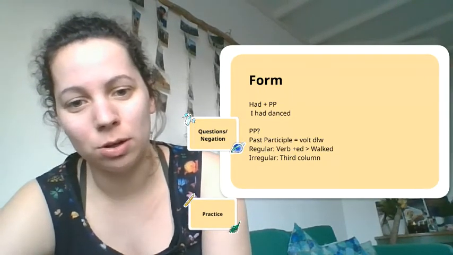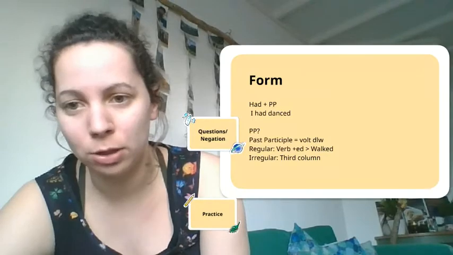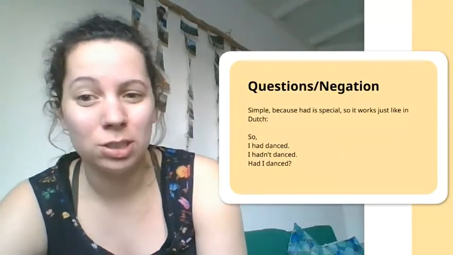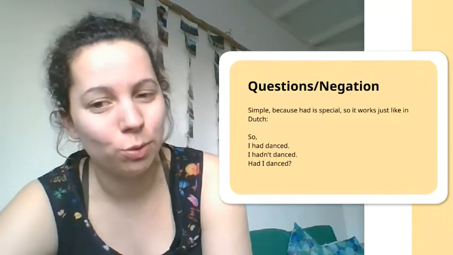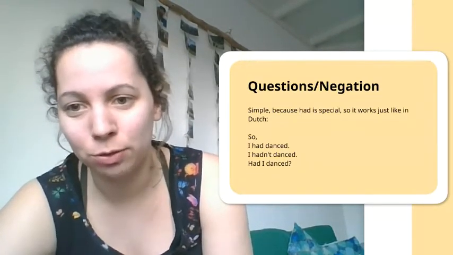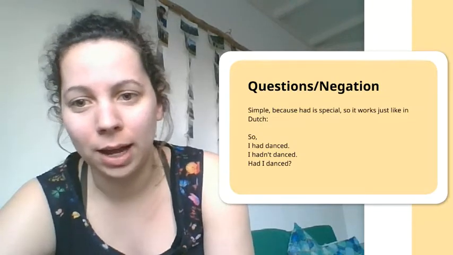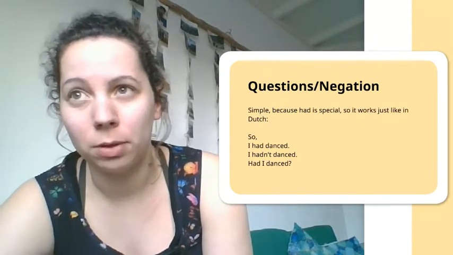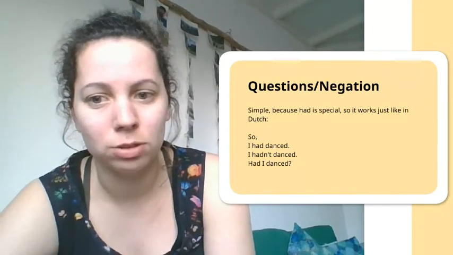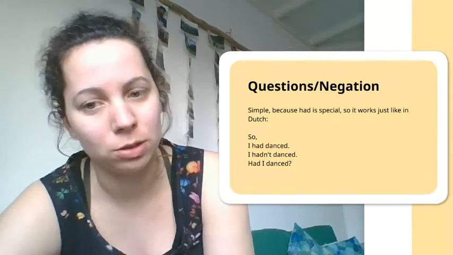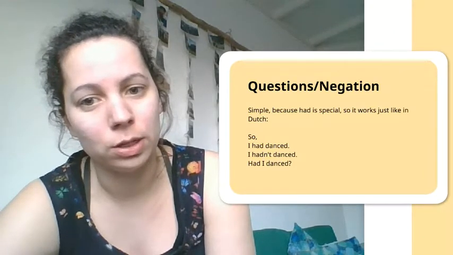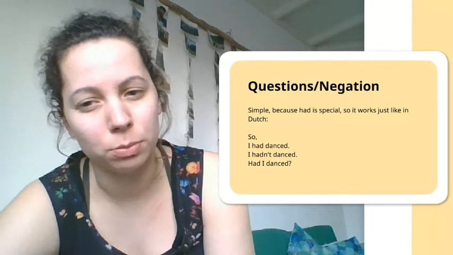Let's zoom in a little bit on the details of this one though. How do you negate it? How do you form questions? Actually, that's quite simple. It's kind of the way we do it in Dutch, because had is our finite verb, persoonsvorm, and had is a special verb. If you don't know what I'm talking about with special and normal verbs, I recommend watching the video on how to make questions and negation in general, which will also go into what's going on with special and normal verbs.